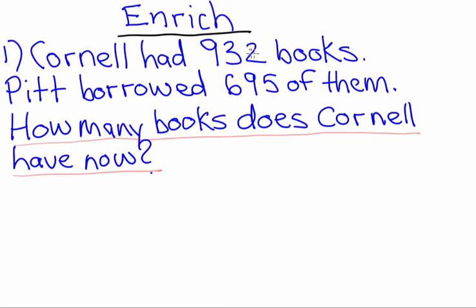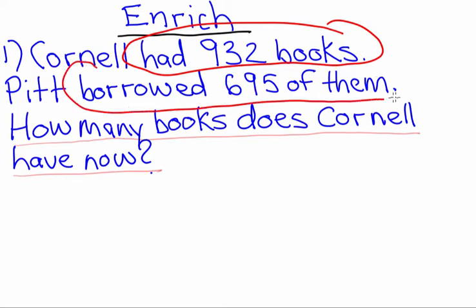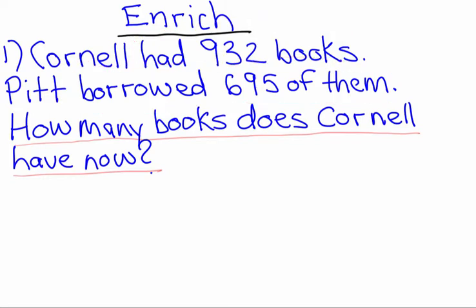Cornell had 932 books. Okay, I'm going to circle that. Had 932 books. Pitt borrowed 695 of them. Borrowed 695 of them, and that's Pitt that did. Okay, so I know that there are a few things going on in this problem here. I know Cornell had 932, Pitt borrowed 695.